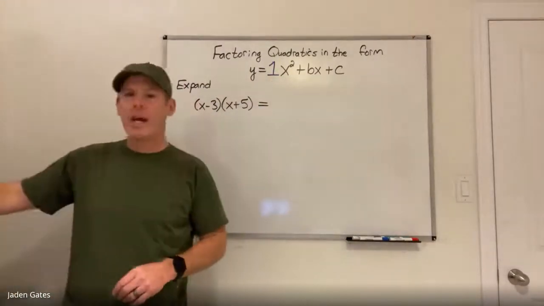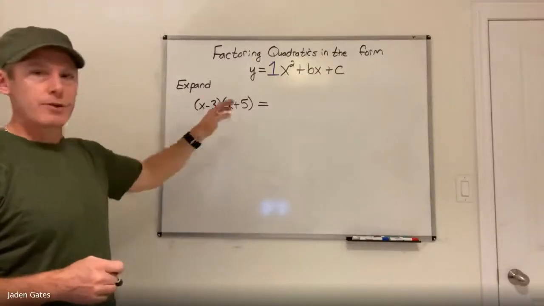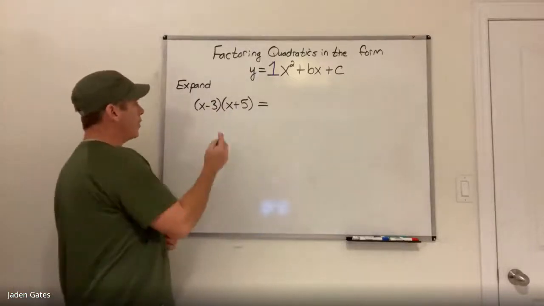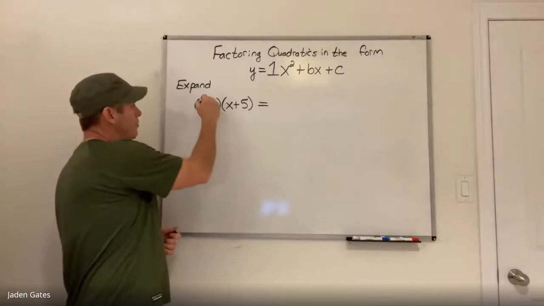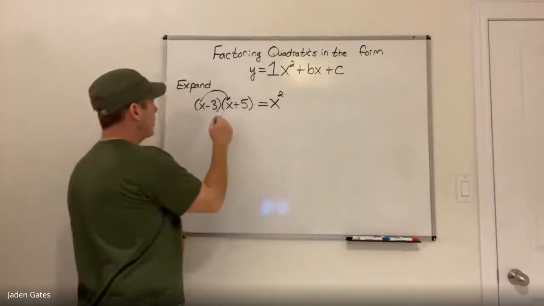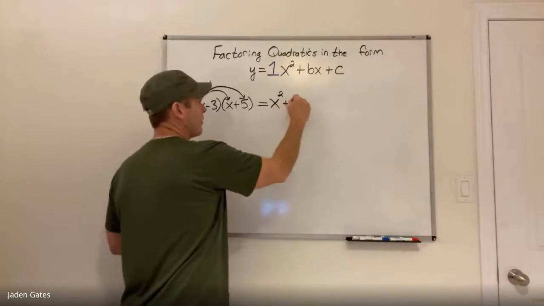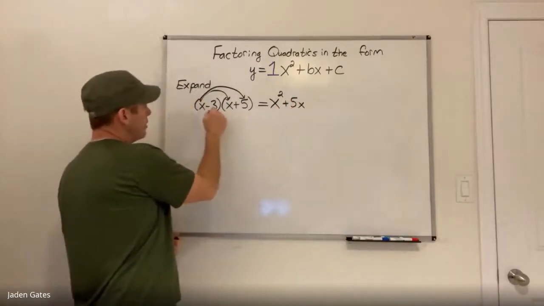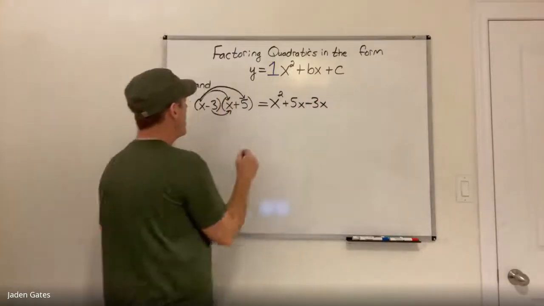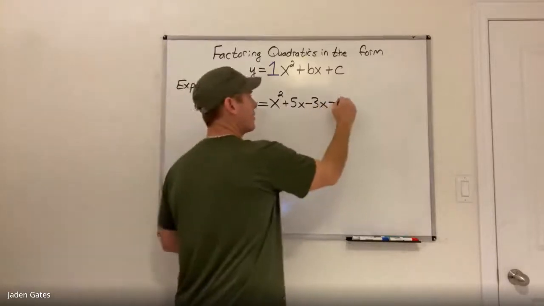Now, just a little recap of what we did earlier today: I was expanding binomials, and I'm going to tie in how they relate to what we're doing now. Again, I used FOIL where I multiplied my first ones. So I had x times x, which is x squared. My outside ones, x times 5, which is a 5x. My inside ones, negative 3 times x, which is a minus 3x. And then my last ones, minus 3 times 5, which is negative 15.